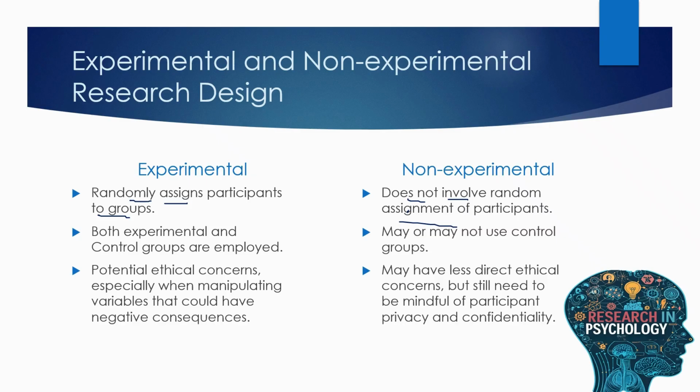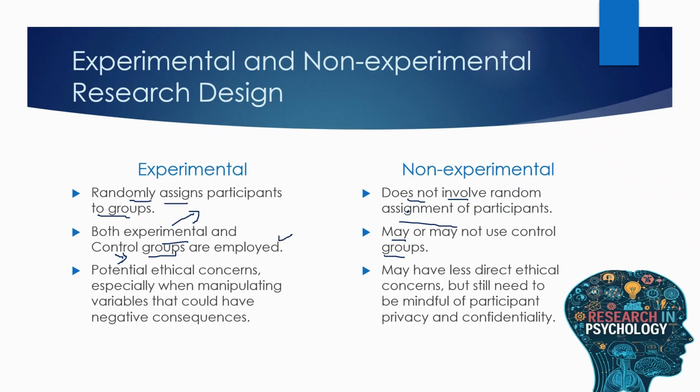Under experimental, both experimental and control groups are employed. What is the experimental group? This is the group selected from the sample which is given the experimental treatment. Control group, this is the group selected from the sample which is not given the experimental treatment. And then both the groups are compared and we see what effect has happened because of the treatment conditions, right? While in non-experimental, it may or may not use control groups. It's not necessary to use a control group here, while it is necessary in experimental.